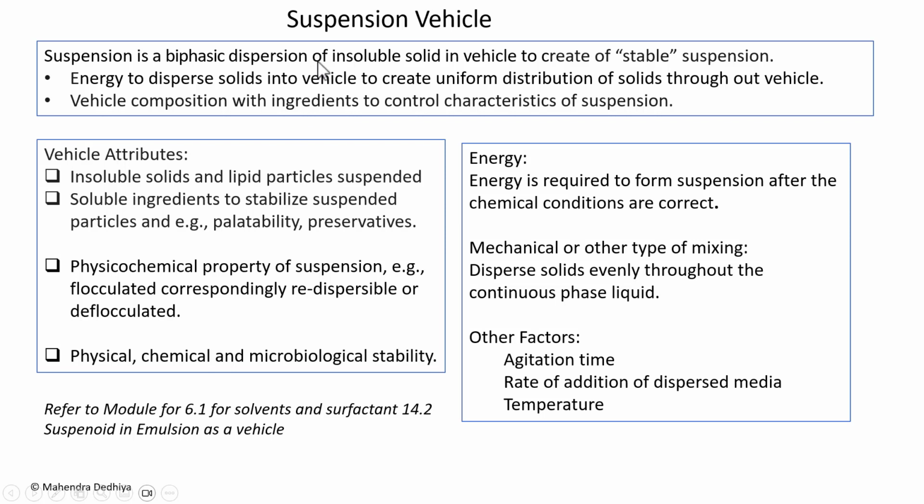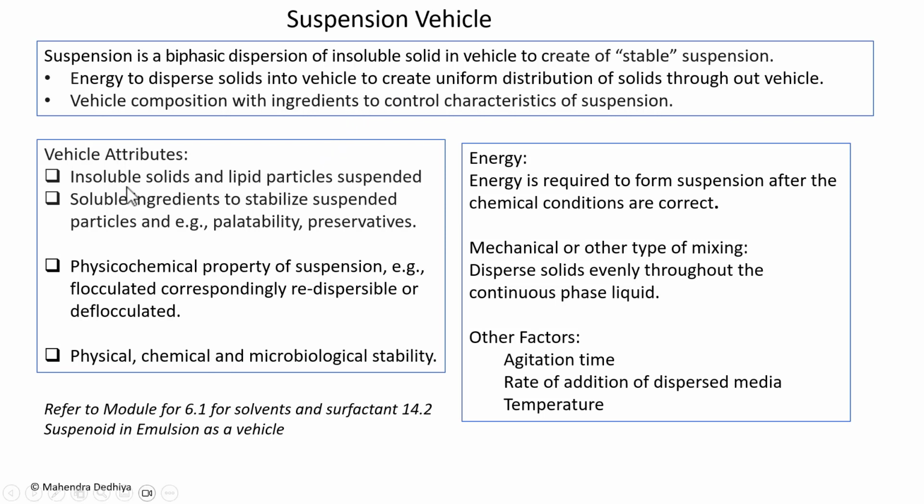Suspension vehicles. Suspension is a biphasic dispersion of insoluble solid in general, or lipids, in a vehicle to create a stable suspension. So in order to create a stable suspension, we need to provide energy to disperse solids into the vehicle and create a uniform distribution of solid throughout the vehicle. That means suspended particles must be uniformly distributed, and that requires mechanical energy or acoustic energy or different types of energies. Vehicle composition with ingredients controls the characteristics of suspension.